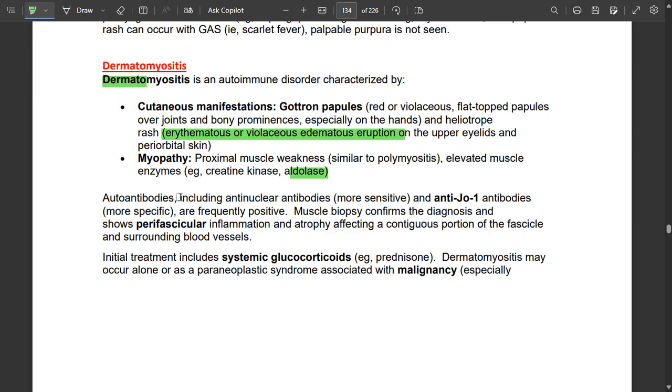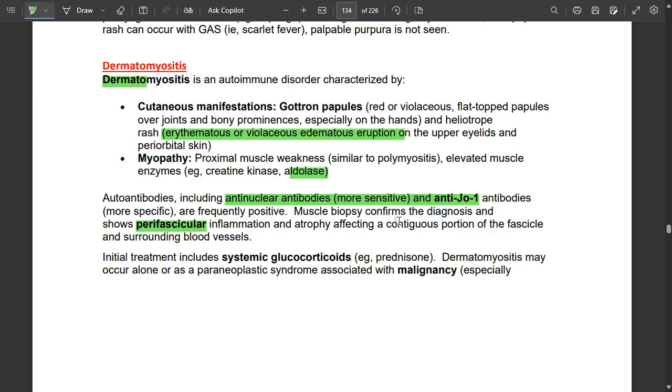Autoantibodies include ANA, which is more sensitive, while anti-Jo-1 antibodies are more specific and frequently positive. Muscle biopsy confirms the diagnosis and shows perifascicular inflammation: around the muscle fascicles there is inflammation and atrophy affecting a contiguous portion of the fascicle and surrounding blood vessels.